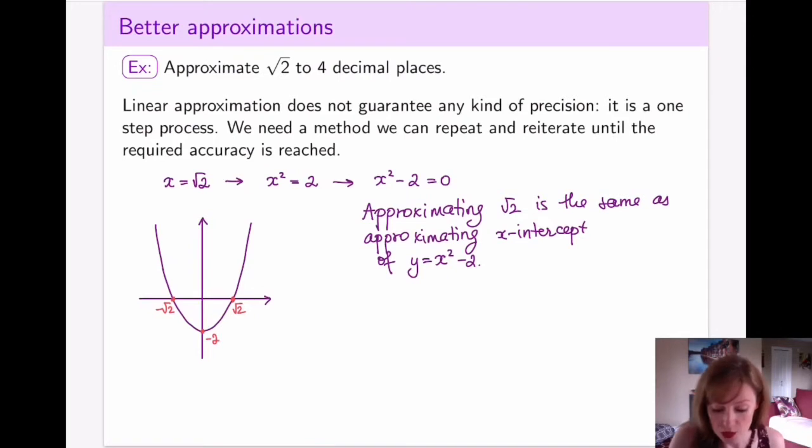Okay, so this is what I just said. I would like to note here just the vocabulary. We use the words x-intercept or root or zero interchangeably, as they all mean the same thing.